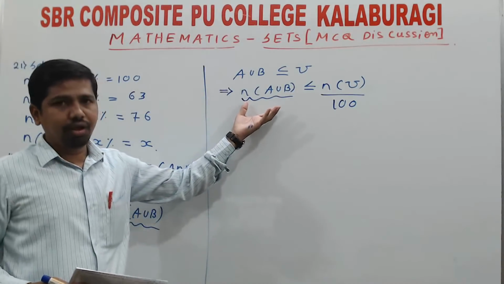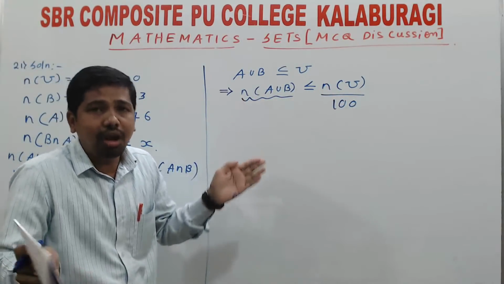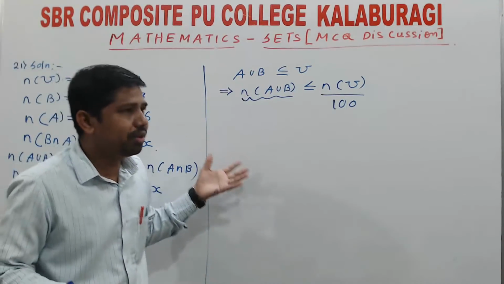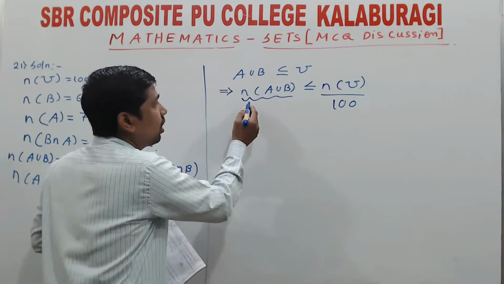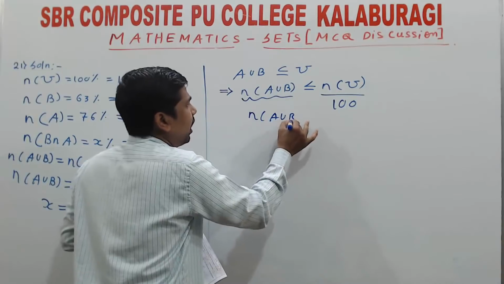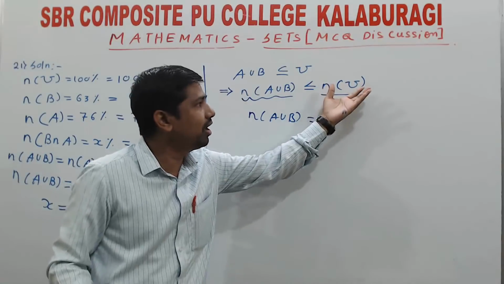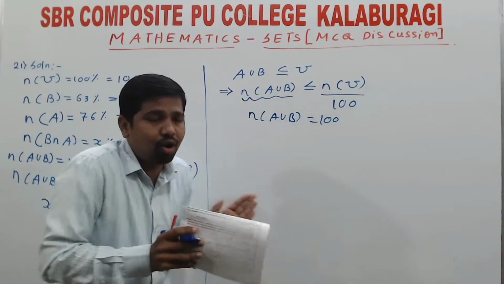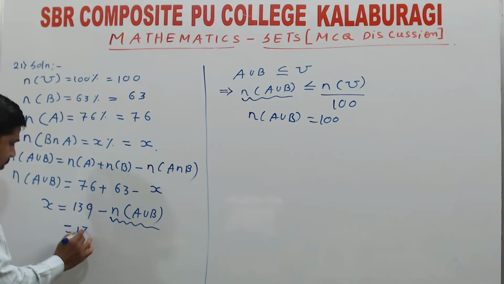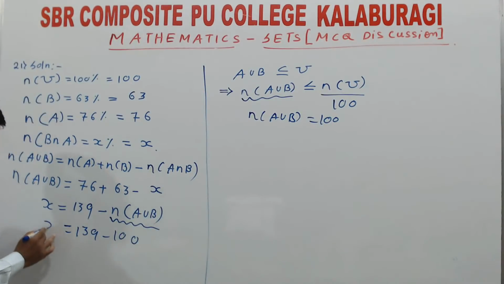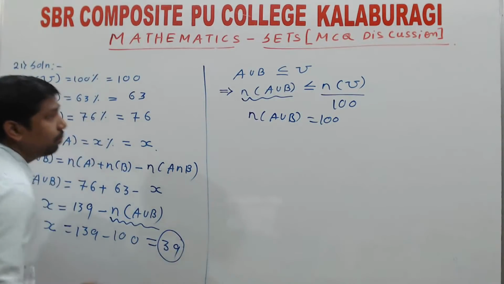So for n(A ∪ B), what are the maximum elements? 100. If I take the maximum elements in A ∪ B, I will be taking the minimum common. If I take all 100 elements in A and B, I will have the minimum common. So when n(A ∪ B) is equal to 100, X is equal to 139 minus 100, which is 39. This is the minimum value.